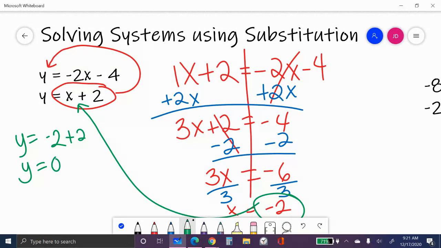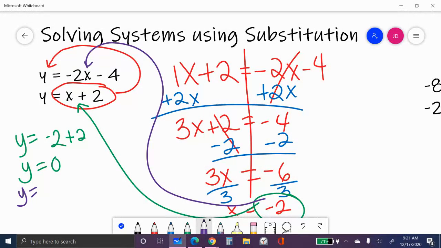And it should also work if you did it up on the top one, right? So if I plugged it into this one right here, you would get y is negative 2 times negative 2 minus 4, which is positive 4 minus 4, which is 0. So doesn't matter whether you plug it into the bottom one or the top one, right? You both get the same answer.